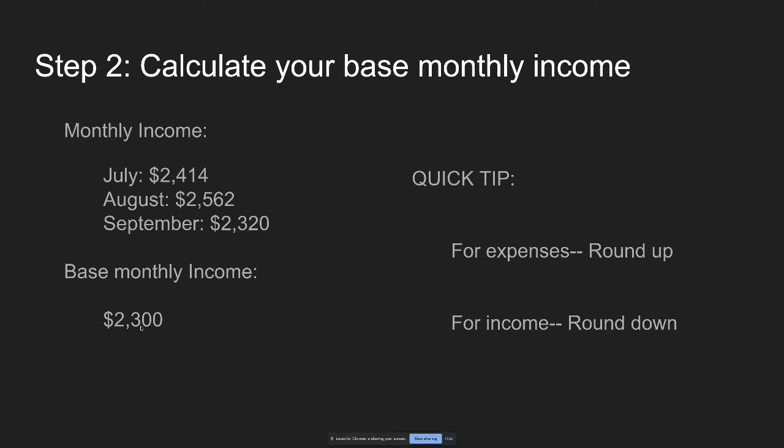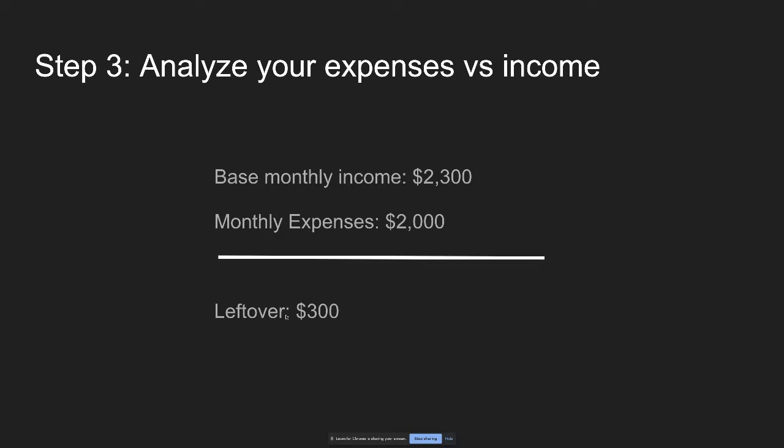Barring some huge event like you not being at work for 2 weeks for some reason or another, this is what you can expect to make, the minimum or base you can expect to make on a given month. Quick tip for this, if ever you get confused about rounding up and rounding down and what do I do? For expenses, always round up. For income, always round down. This way you'll get a really conservative number either way.